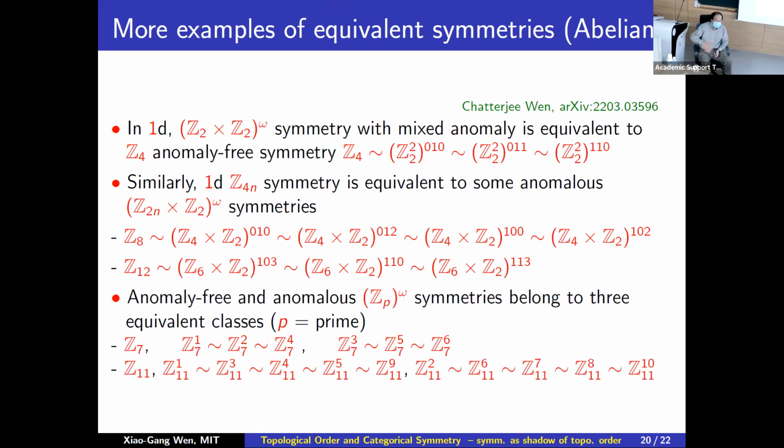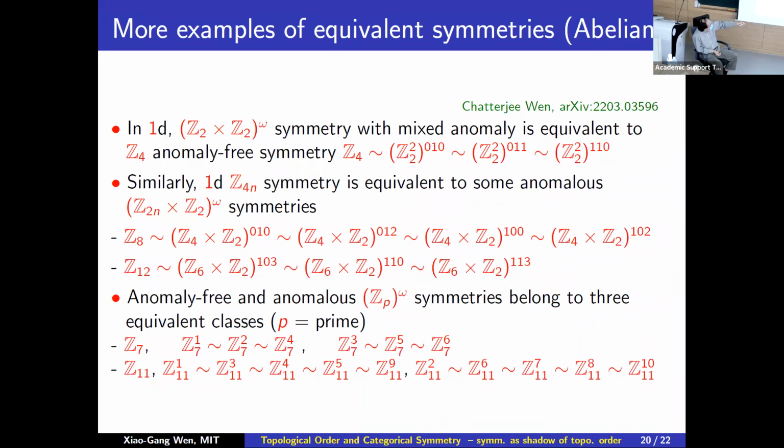So this is a slightly non-trivial result. Therefore, to study Z2 cross Z2 symmetry with mixed anomaly seems difficult. But well, it's just an ordinary Z4 symmetry. Just do Z4 symmetry, you'll get the same thing. And certainly this can be generalized for Z4n symmetry.